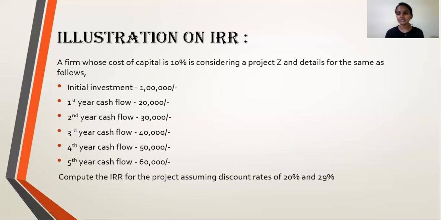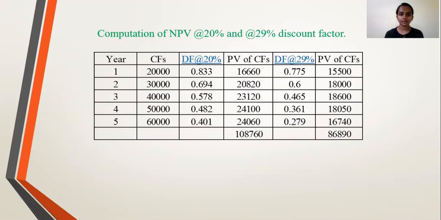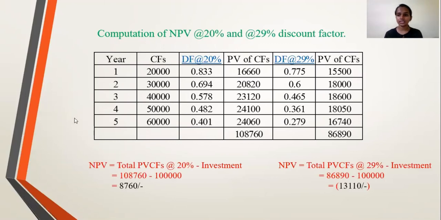So here 20%, as I said before for the formula, is LDR, low discount rate, and 29% is HDR, high discount rate. Firstly, the calculation of NPV at two discount factors, at 20% and at 29%. So first we put in the years and the cash flows, and then the discount factor at 20%. I said I would be explaining how to calculate it. So how do you calculate it? 1 divided by 1 plus 0.20, equal to, you get for the first year.